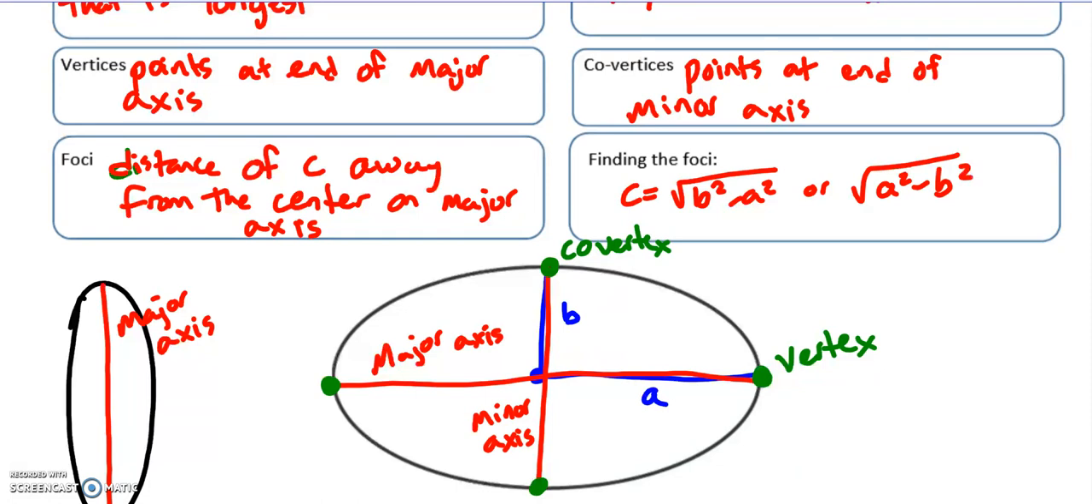If I just want to add those foci to my picture, I'm going to be along the major axis. So I'm going to go a distance of C, which might be, I don't know, there and there. Once I find that C value, that's how far away my foci are from the center. So when I go to graph an ellipse, I have the center, I have the vertices, I have the co-vertices, and I have these foci. And that's going to give me a good picture of what an ellipse looks like. In the next video, we'll do some examples of how I actually graph ellipses and how I calculate where the foci are and plot them.